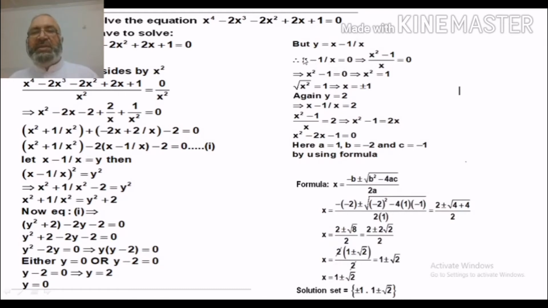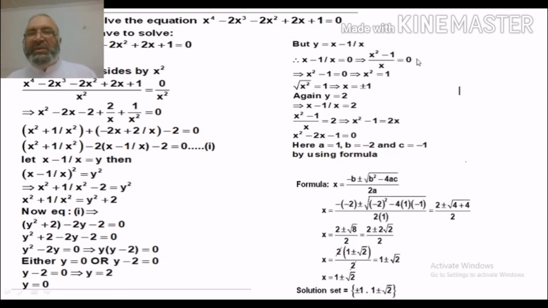So this becomes x square minus 1 by x, or by taking the LCM x, we get x square minus 1 is equal to 0. Or multiplying both sides by x, the same method. You can simplify by whichever one is easier for you.